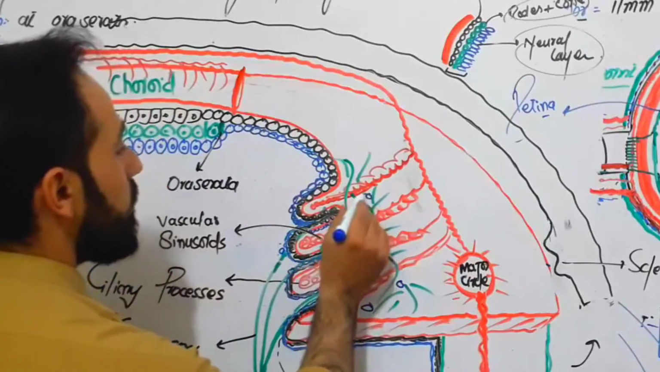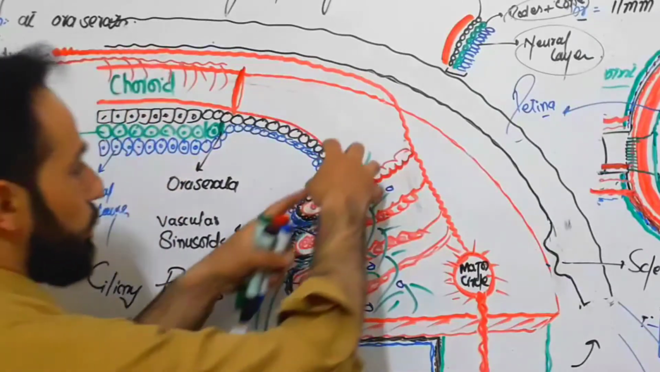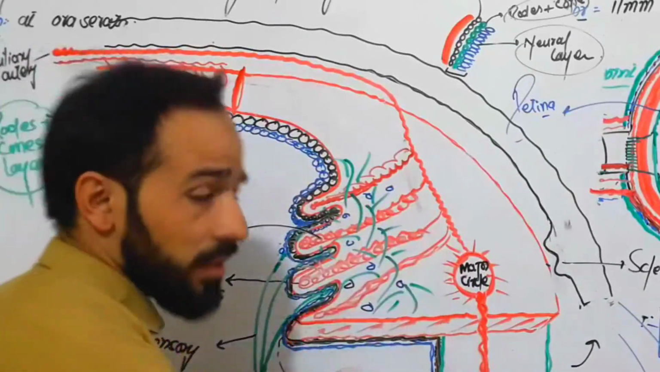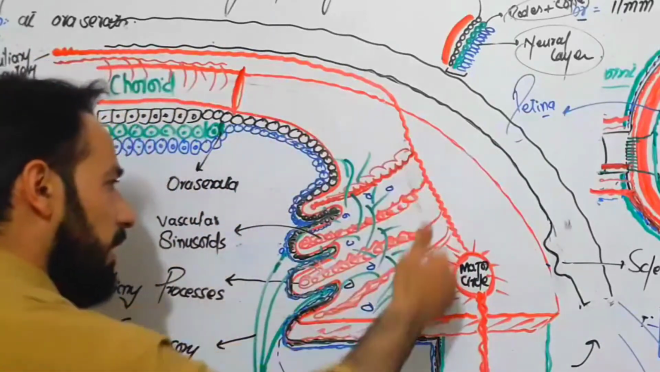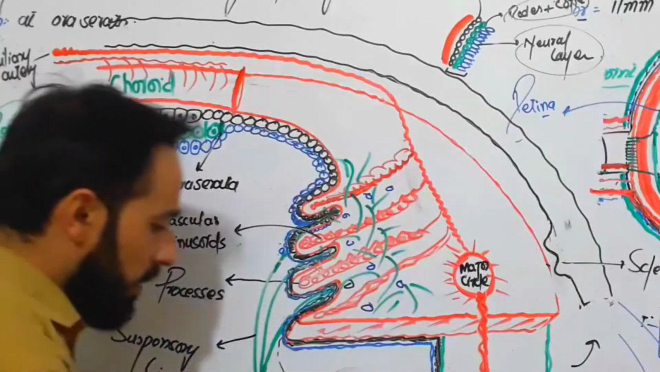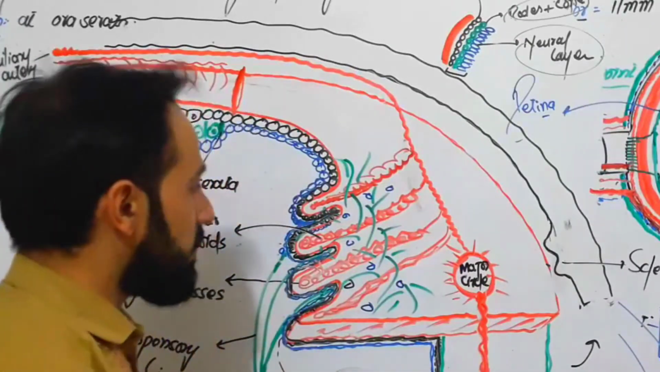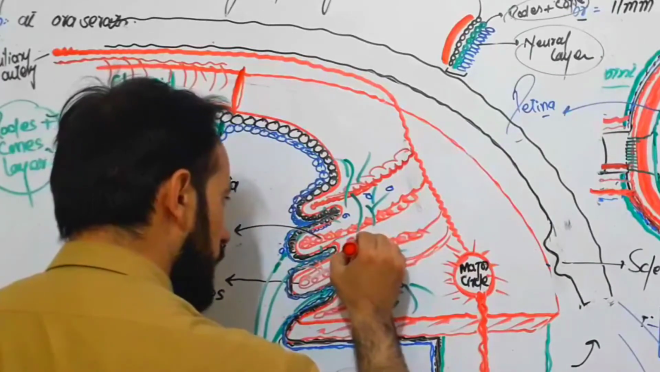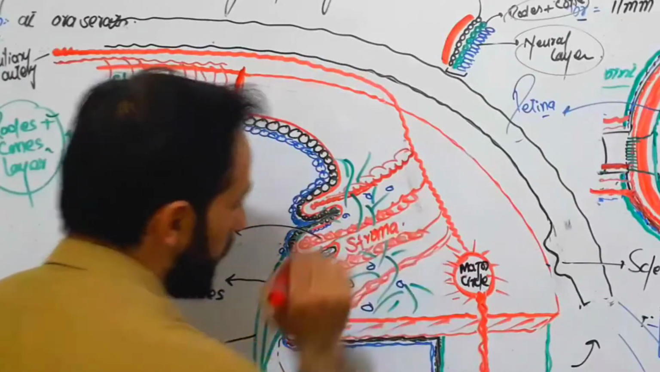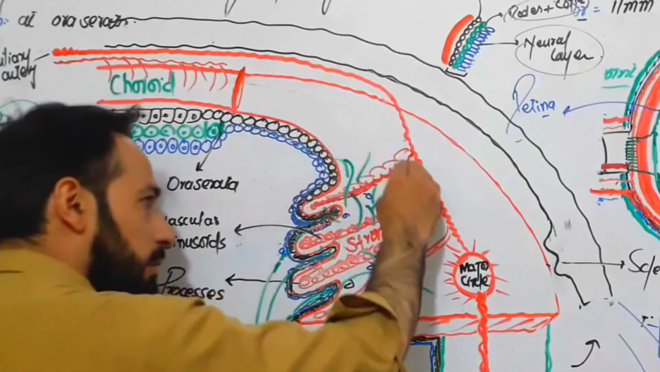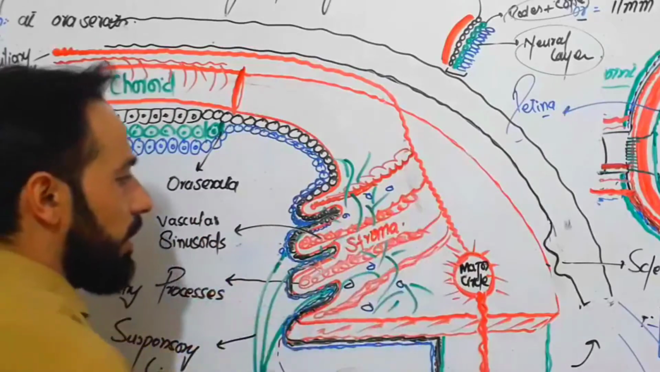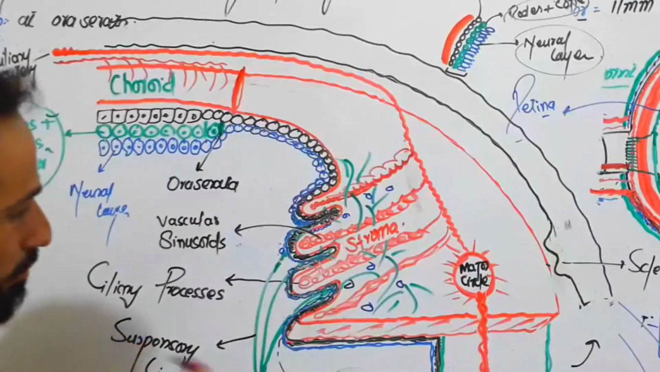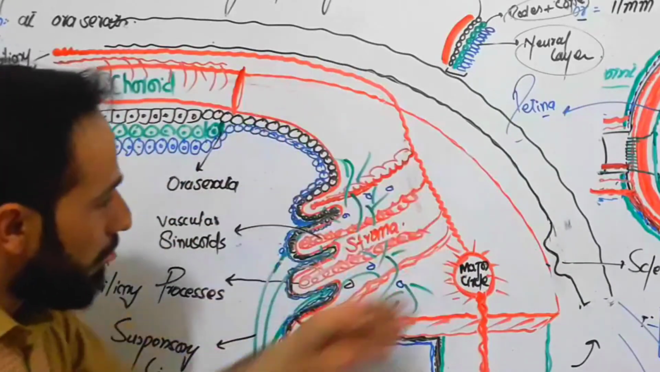So this area of the ciliary body, where there are lots of blood vessels, lots of collagen fibers and some elastic fibers, is called the stroma of the ciliary body. Let me name it here: the stromal part, or the stroma. So this area which contains lots of blood vessels is called the stroma of the ciliary body, right? So this is the blood supply.